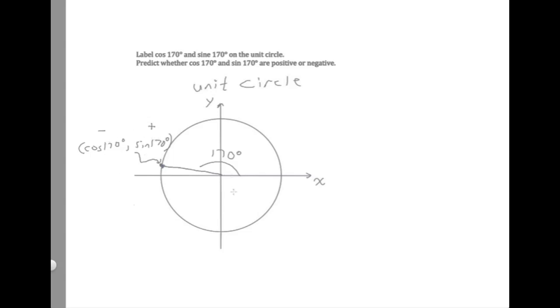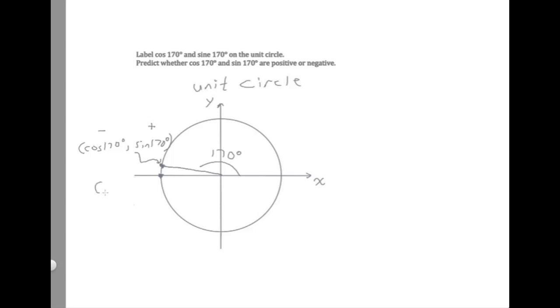Actually, don't use your calculator just yet, because we can do something else. We can actually approximate how big these are. What's the actual number for the cosine, and what's the actual number for the sine? You might want to pause the video and ask yourself how you can approximate them. Well, notice that this point is pretty close to this point, the point for 180 degrees. 170 is not that far from 180.